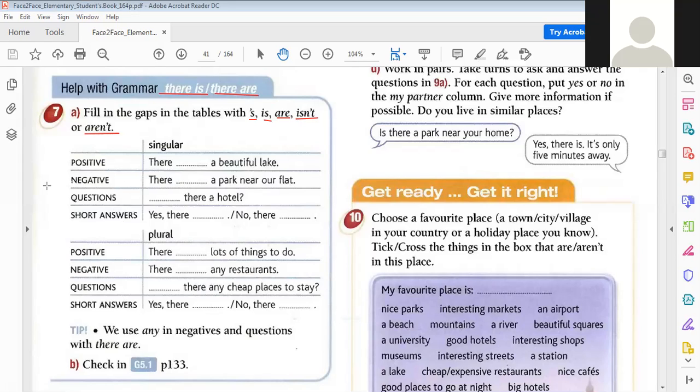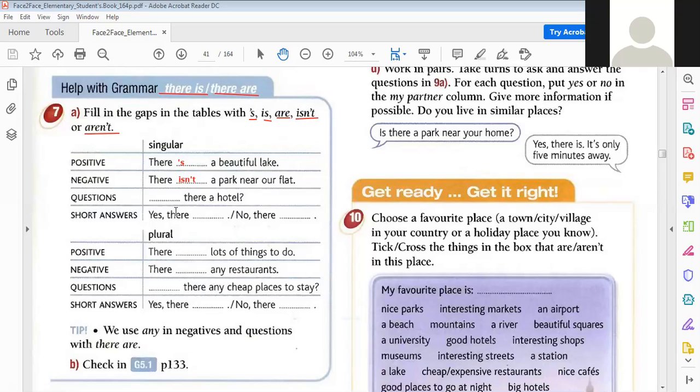Okay, so let's start with the first one. Media, you can do the first one. Here it's positive and singular. In positive, there is a beautiful lake. Okay, so we can say there is a beautiful lake. What about negative, Manal? What's the negative? There isn't a park near our flat. Okay, so there isn't a park near our flat.